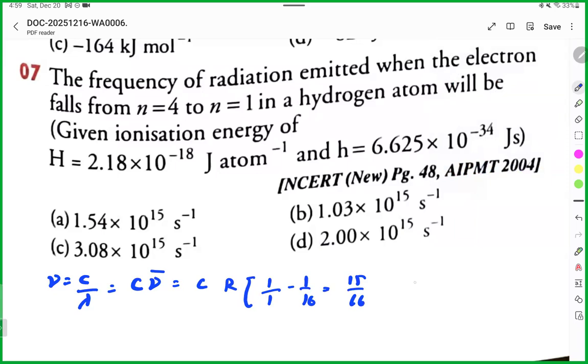So for frequency, you can calculate: C value 3 into 10 raised to power 8, R value, and then 15 by 16. 1 by R is equal to 912 angstrom. Now you will see how much time it is taking to calculate, because the powers are very close to each other. Understood? Yes or no? Yes, sir.